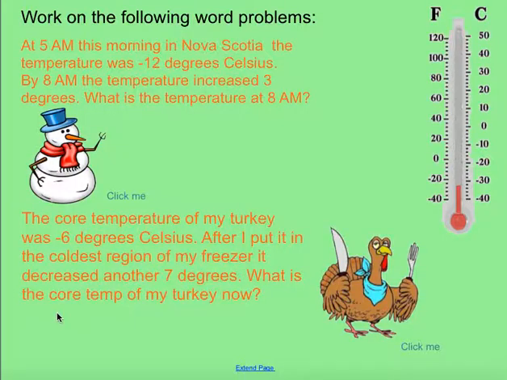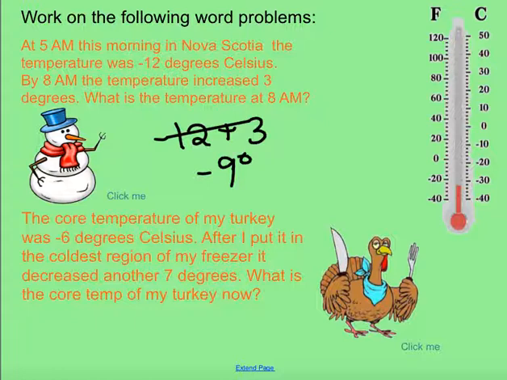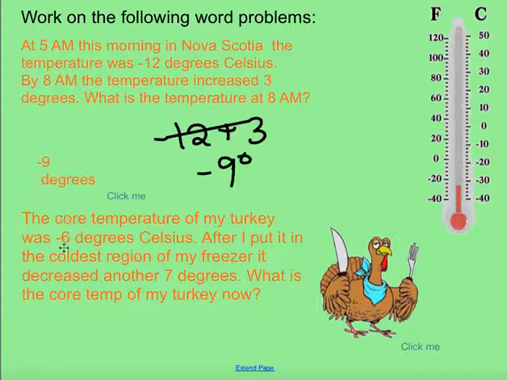At 5 a.m. this morning in Nova Scotia, the temperature was negative 12 degrees Celsius, and by 8 a.m. the temperature increased by 3 degrees. What's the temperature at 8 a.m.? Well, we have negative 12 and then we increased by 3, meaning we got to negative 9 degrees Celsius. That's what we should get under our snowman.